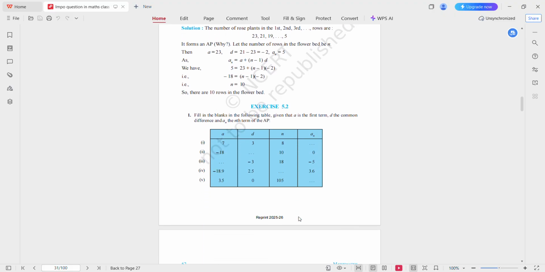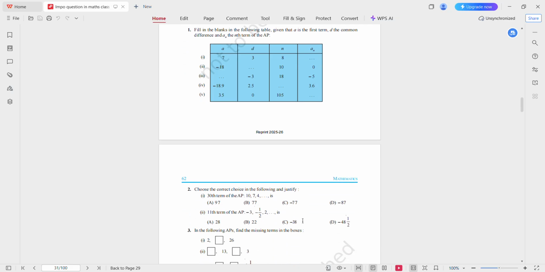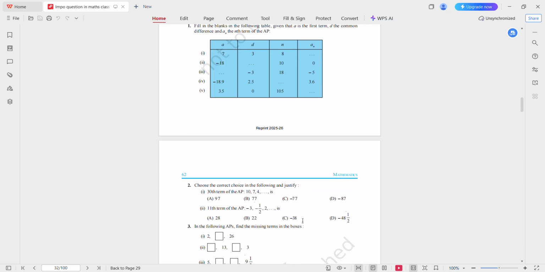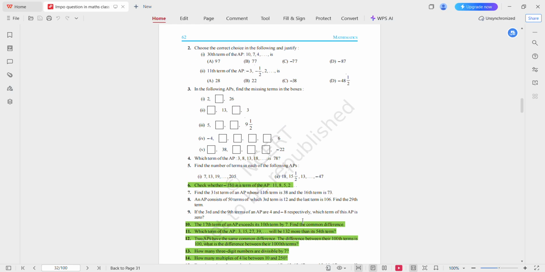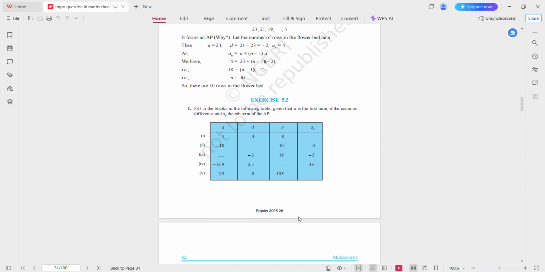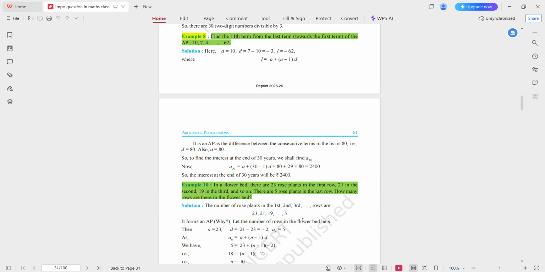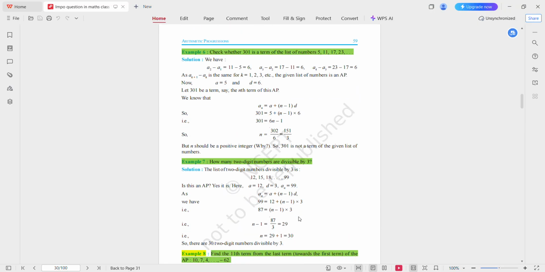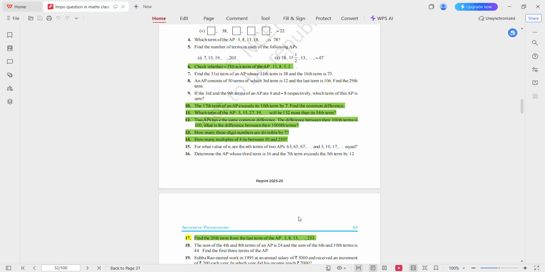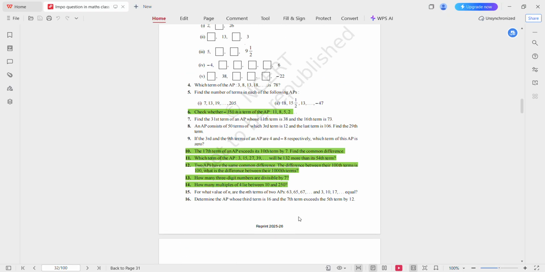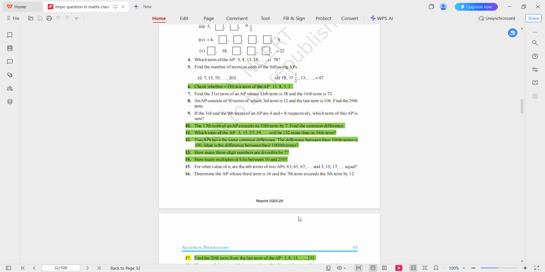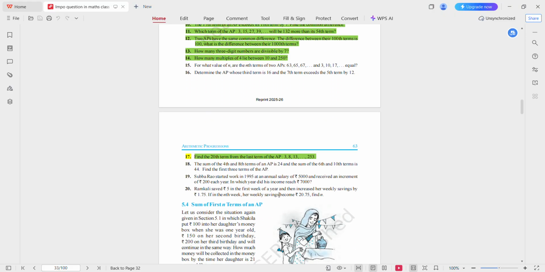Considering board exams, you will get more questions from the examples than the exercises. So you need to concentrate more on the examples, especially the examples which I have given. In 5.1, we won't have any important questions. In 5.2, the sixth question is important, and the 10th, 11th, 12th, 13th and 14th. The 17th question is very much important.